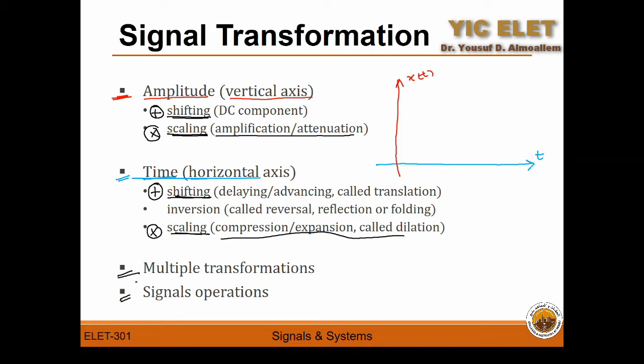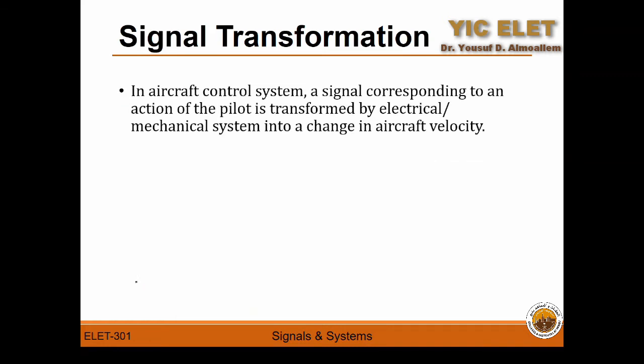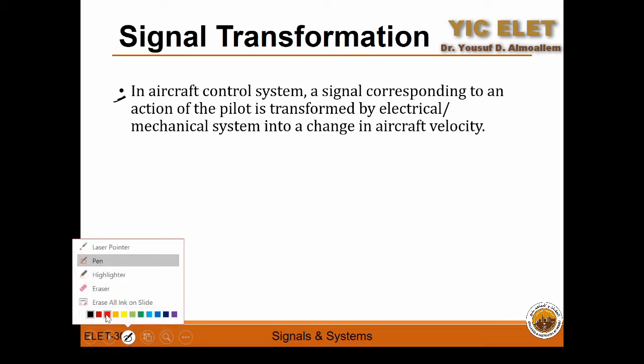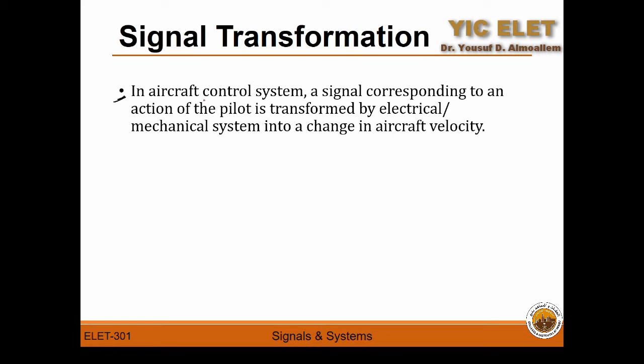Let's go a little in depth and see how each of these happens. As an example, to understand physically how this is going to happen, think of a pilot who's working on an airplane. When he controls the system of the airplane through moving one of these arms, the pilot is doing nothing but transferring electrical signals or a mechanical system into different signals that control the aircraft velocity. So this is a way of transformation.